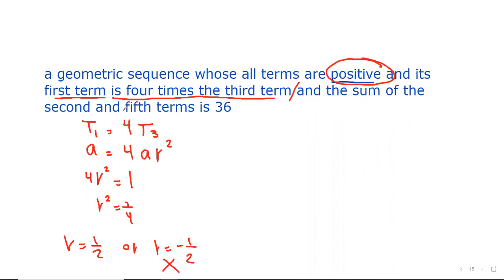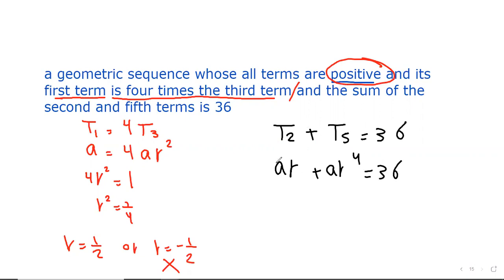And the sum of the second and fifth terms is 36. The sum of the second, T2, and the fifth, T5, equals 36. So T2 is AR, plus T5 is AR to the power of 4, equals 36. I want to get A, and R is half. So A multiplied by half plus A multiplied by half to the power of 4 equals 36.